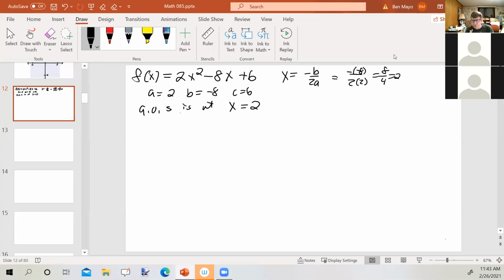And I want to remind you again, when you plug it in on WebAssign and it says the axis of symmetry, you've got to write an equation, x equals 2. If you just put 2 in there, it's going to mark it wrong. I think I get that question asked more than anything from students, or they get it wrong.